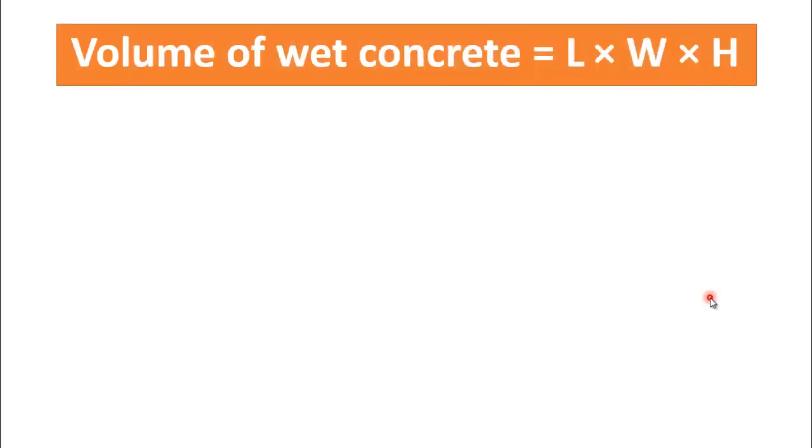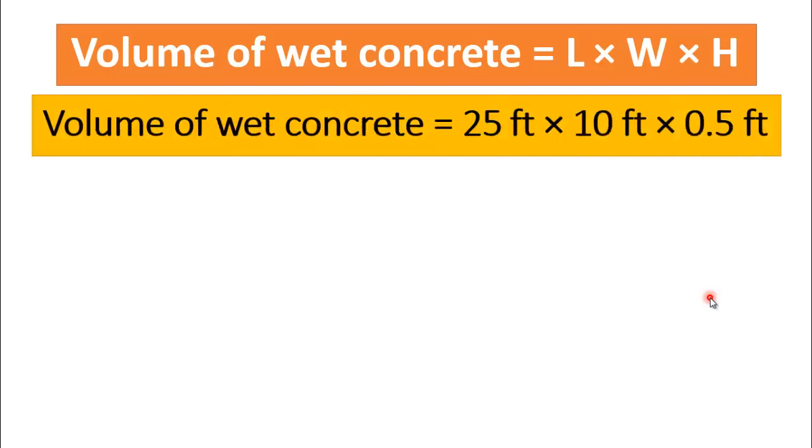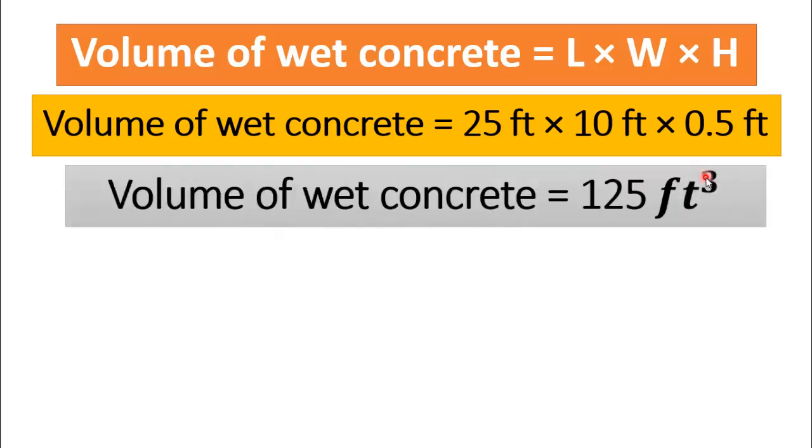The volume of wet concrete is equal to the length multiplied by width multiplied by thickness or height of the slab. Here we will just put the values of length, width and height. We will get volume of wet concrete. 25 feet is the length of the slab, 10 feet is the width of the slab and 0.5 feet or 6 inches is the thickness of the slab. We have converted the inches into feet to make the units consistent. After simple calculation we will get volume of wet concrete is 125 cubic feet. This is the wet volume of concrete.